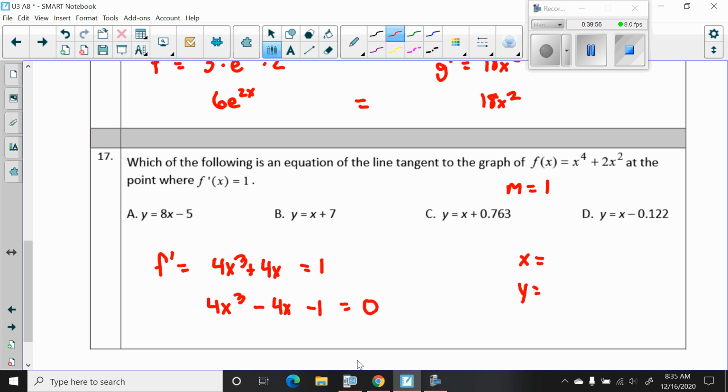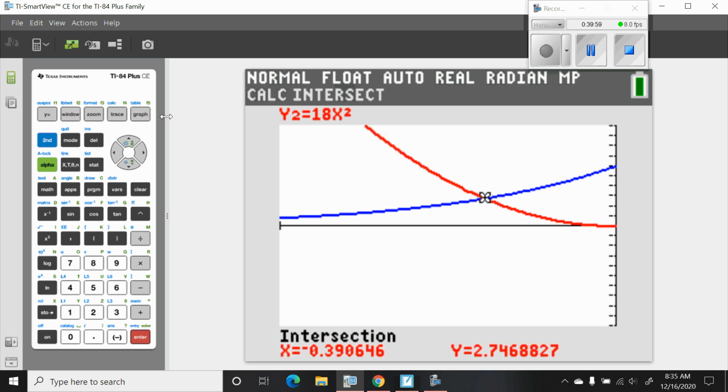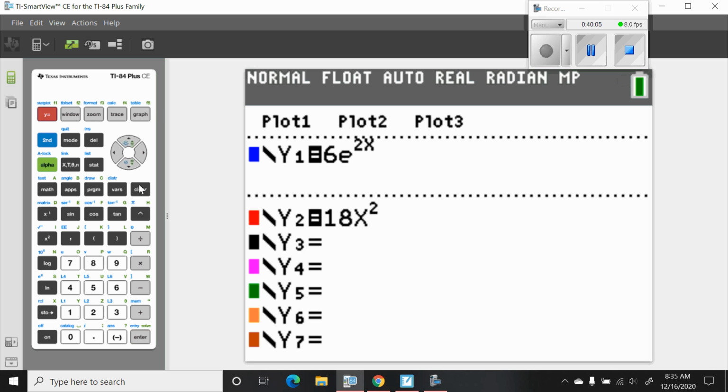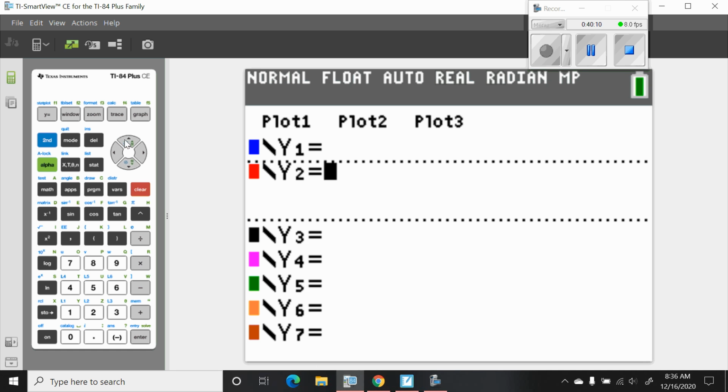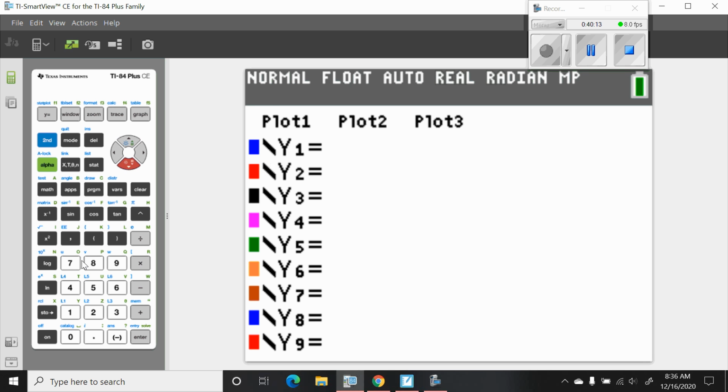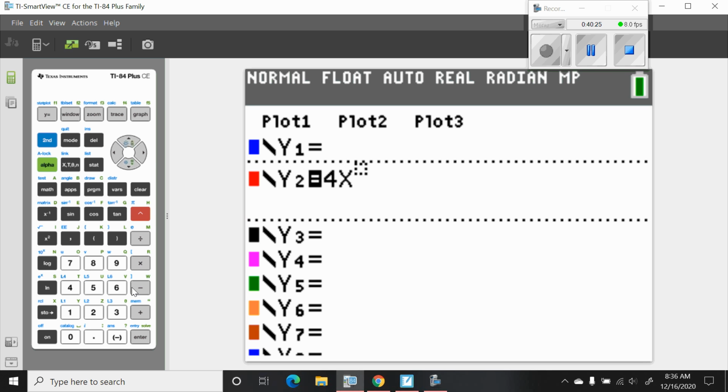All right, 4x to the third minus 4x minus 1. Back to the calculator. So clear that, clear that. So just deal with it. 4x to the third plus 4x minus 1. And we want to find the zeros.